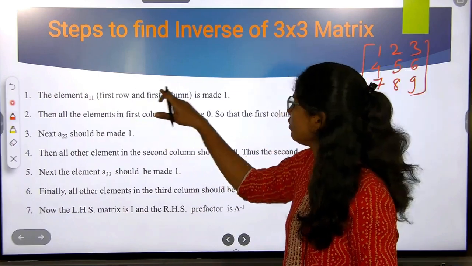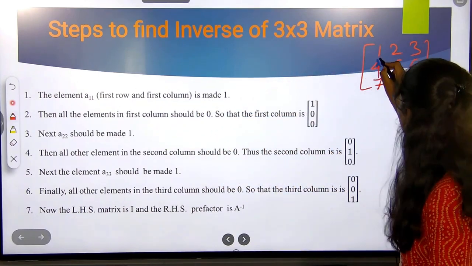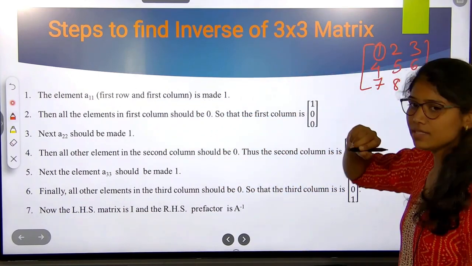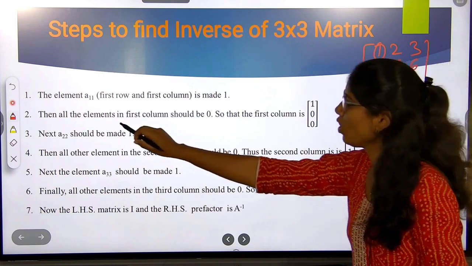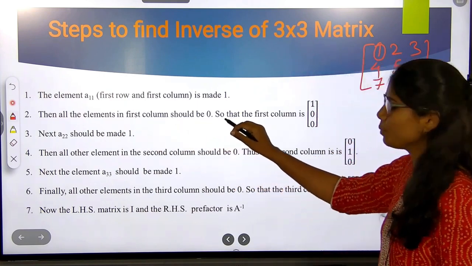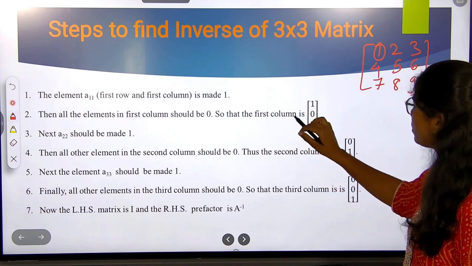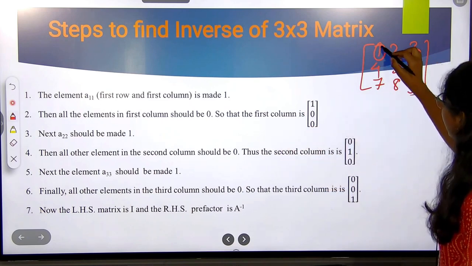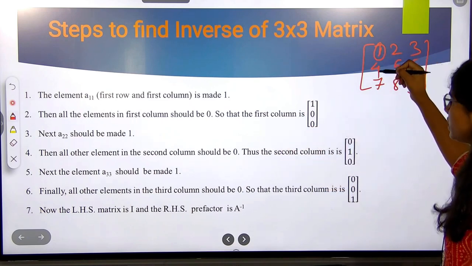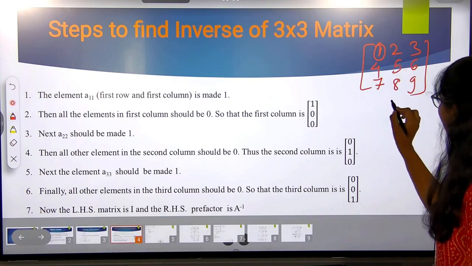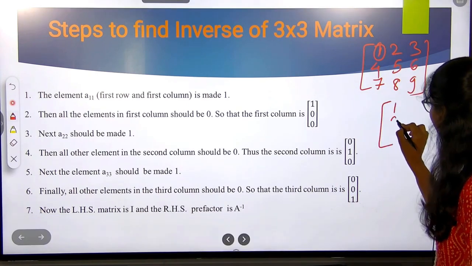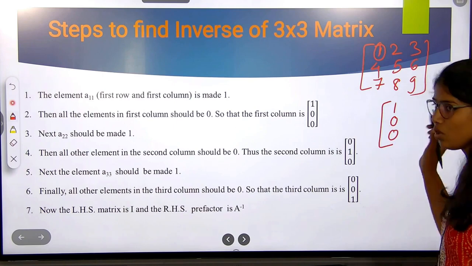So first step, A11 is made 1. This A11 element, make this as 1. Okay. Then all the elements in the first column should be 0, so that first column is 1, 0, 0. Other than this leading element, all other elements should be 0. So our first column is in the form of 1, 0, 0.